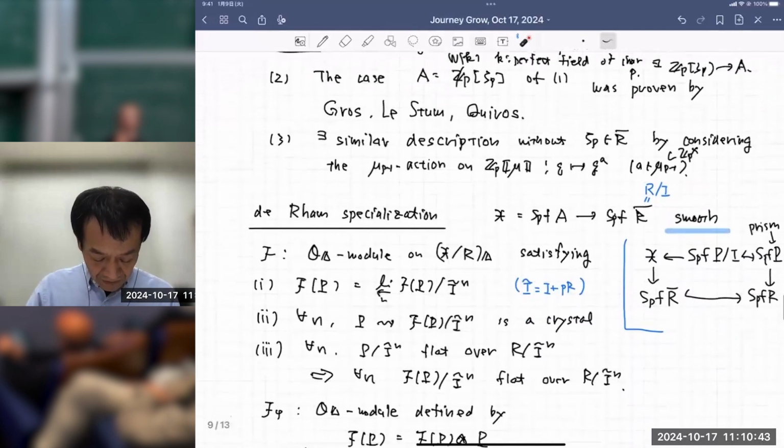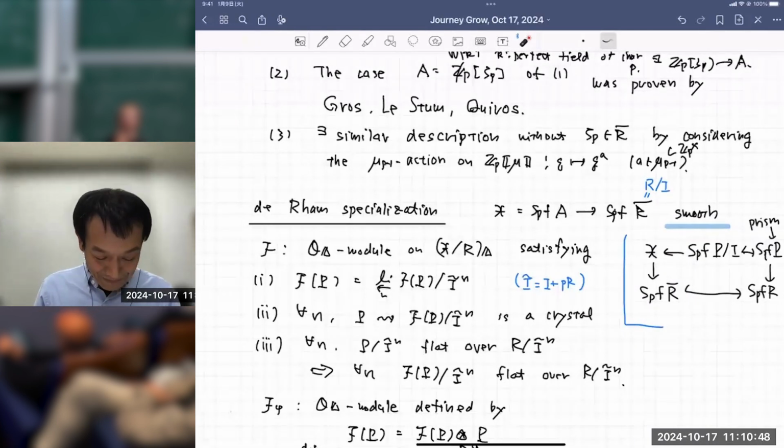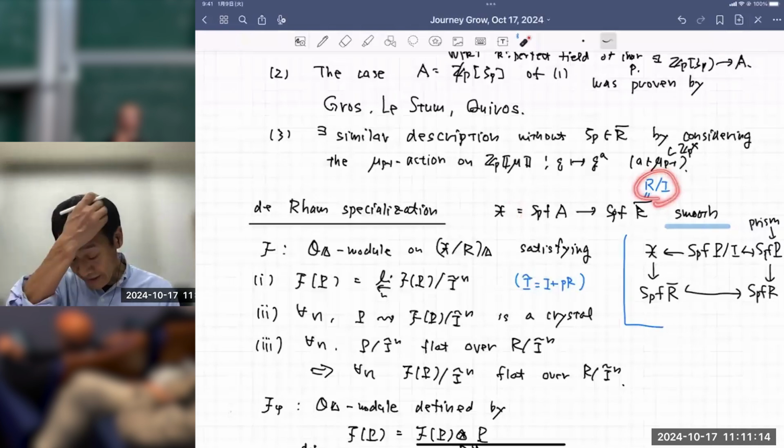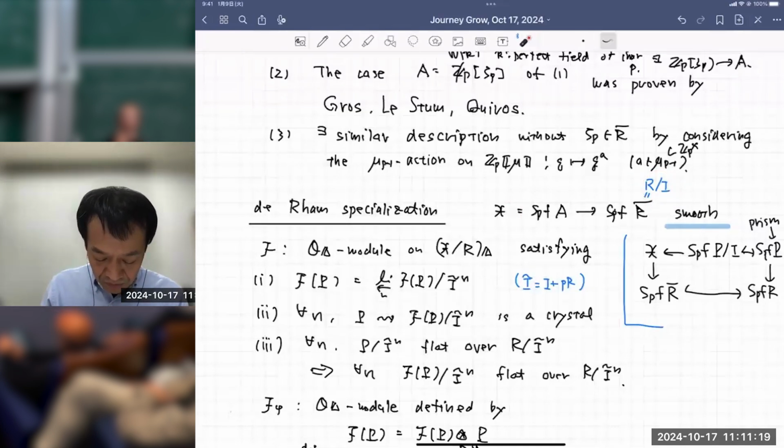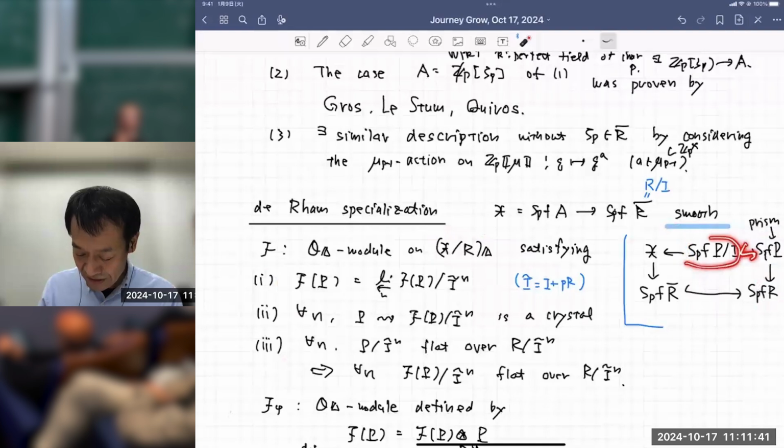Okay, so now I will try to explain de Rham specialization. I will first explain the precise setting we consider. From now on, I assume that X is smooth or p-adically smooth over R/I. And I consider a module on this prismatic site satisfying these three properties. First, each object on the prismatic site looks like this: we have a prism, and then taking the reduction modulo I, you have a closed formal subscheme, and we are given a map to X compatible with this one. So this is an object.